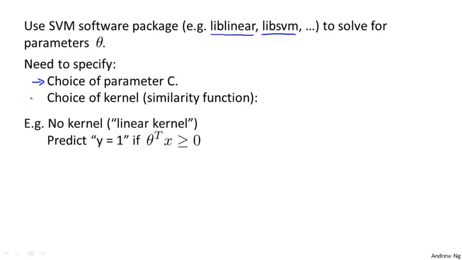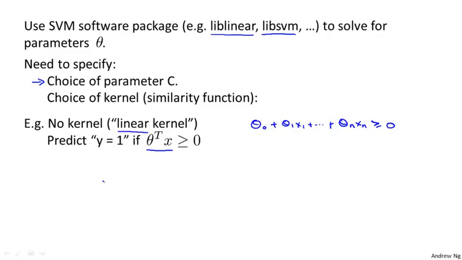One choice might be if you decide not to use any kernel, and the idea of no kernel is also called a linear kernel. If someone says, I use an SVM with a linear kernel, what that means is they use an SVM without using a kernel, a version of the SVM that just uses theta transpose x. That predicts 1 if theta 0 plus theta 1 x1 plus so on plus theta n xn is greater than or equal to 0. You can think of this as a version of the SVM that just gives you a standard linear classifier.